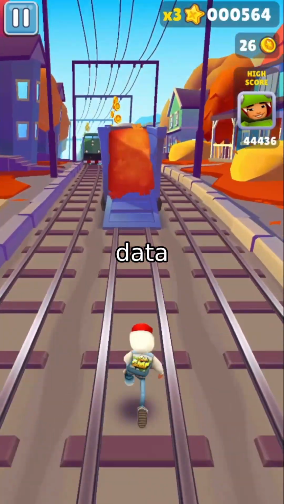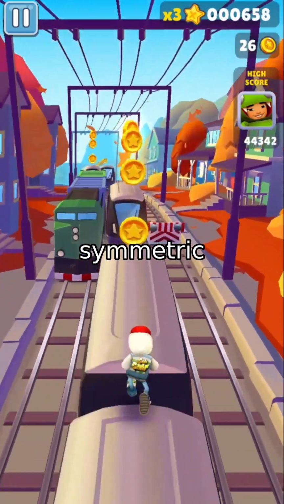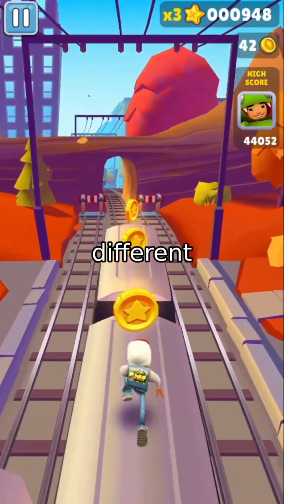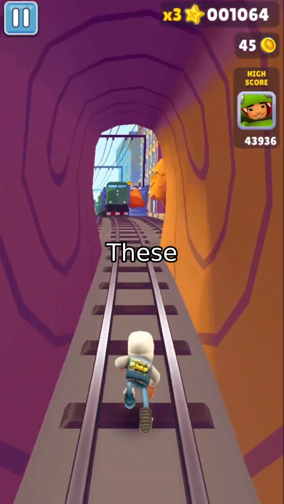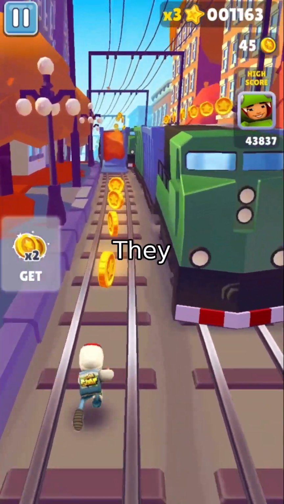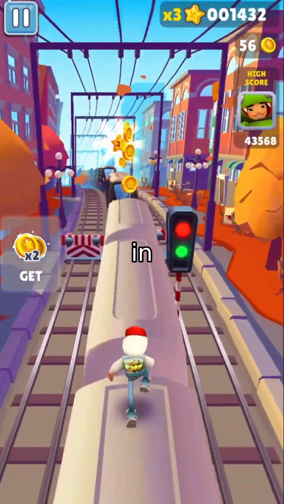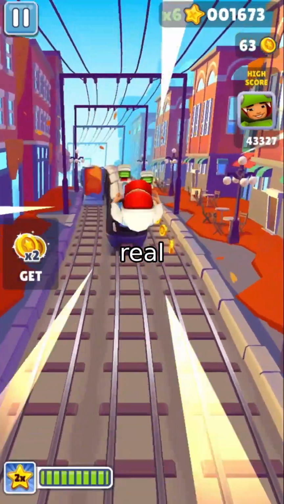Take functional MRI data. Each brain scan produces a symmetric positive definite, SPD, matrix, a mathematical object that describes how different brain regions activate together. These matrices don't lie on a flat grid. They live on a curved manifold, a space where distances and averages behave differently than in Euclidean geometry. And that's where the real challenge begins.